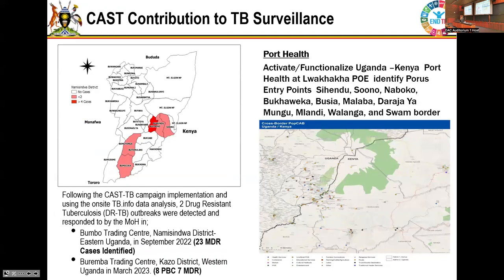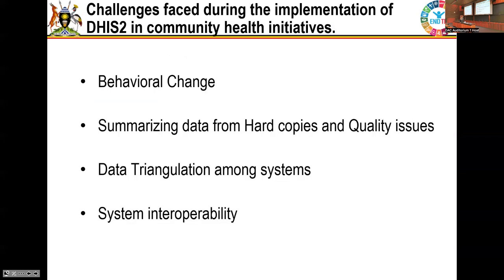And this was also an after effect. After we did CAST, when we went for the after event, on this side you'll see that following the TB CAST campaign, we saw drug-resistant TB outbreaks. We would call it a kind of outbreak in these two areas. There was Bumbo Trading Center, where they found 23 MDR cases. And the following one in Buremba, where they got 8 MDR cases. Through that, we also managed to do our port health, where we could improve our screening for TB in cross-border areas. So among the challenges, quickly, the behavior change.